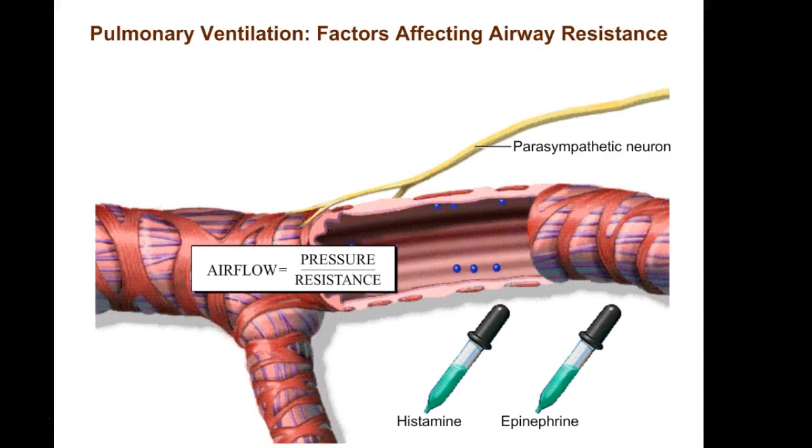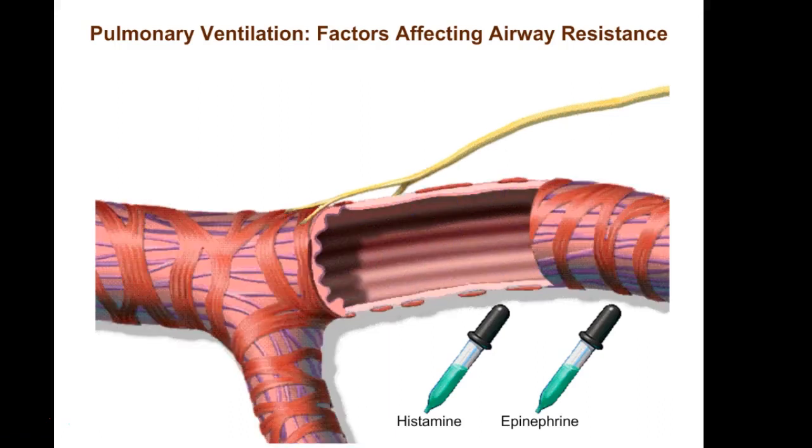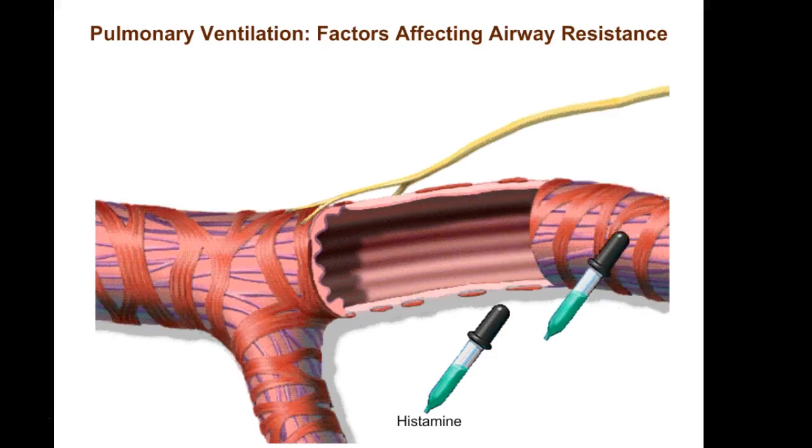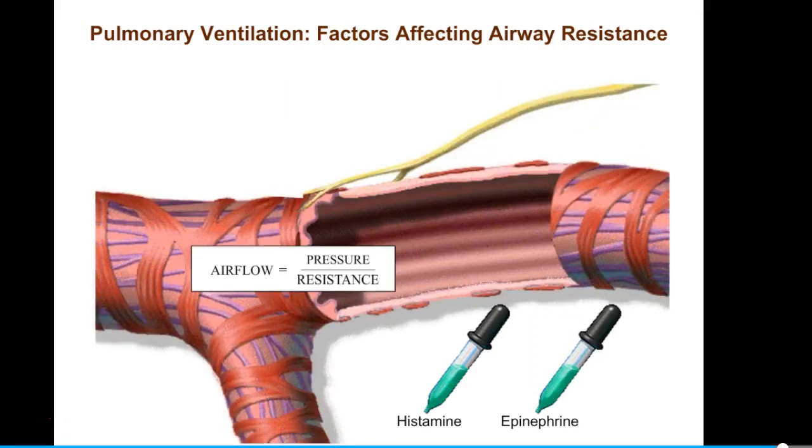Parasympathetic neurons release the neurotransmitter acetylcholine, which constricts bronchioles. As you can see in the equation, increased airway resistance decreases airflow. Histamine, released during allergic reactions, constricts bronchioles. This increases airway resistance and decreases airflow, making it harder to breathe. Epinephrine, released by the adrenal medulla during exercise or stress, dilates bronchioles, thereby decreasing airway resistance. This greatly increases airflow, ensuring adequate gas exchange.